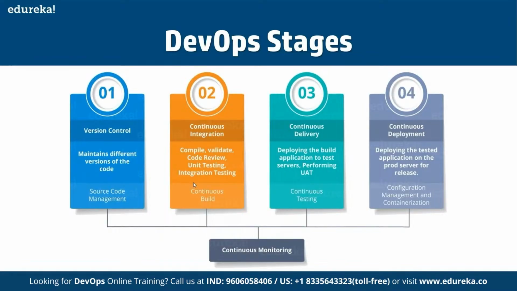system testing. This code is then delivered to the test environment, the performance test environment, or the UAT environment. It is then moved on and deployed. If it's successfully delivered into the test environment and the staging environment and testing is successful, it is then moved to the continuous deployment stage, wherein the tested application is moved to the production server for release.